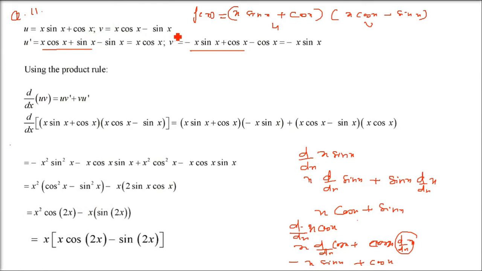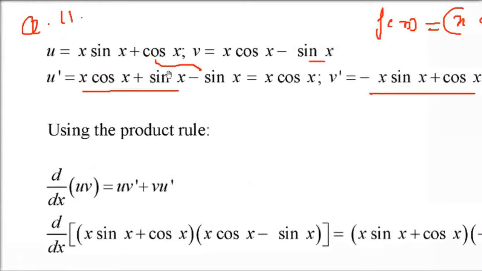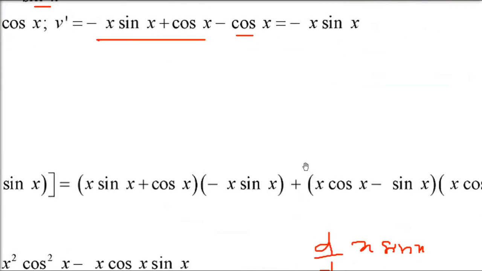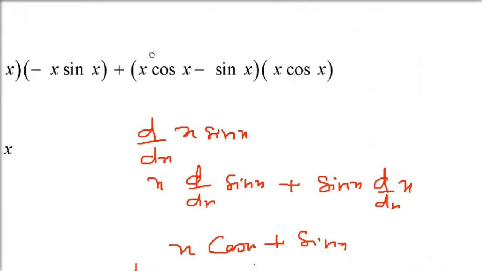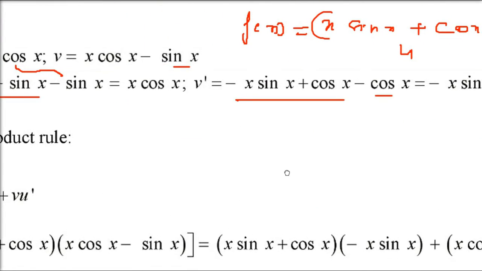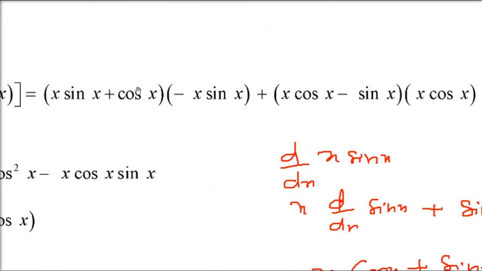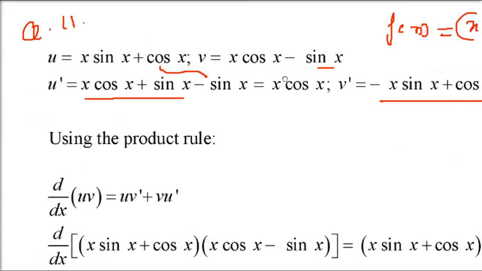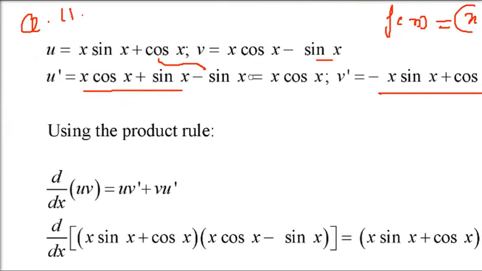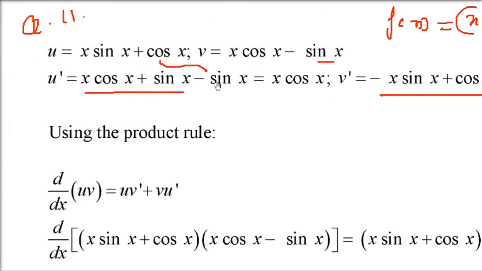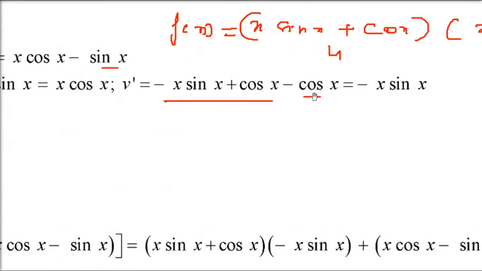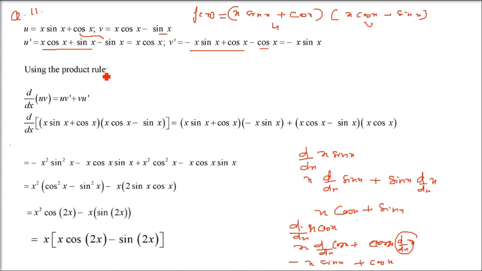Now minus sin x was already there, because the differentiation of cos x is minus sin x. For x sin x we have already done it, and then cos x gives minus sin x. In place of x cos x just put minus x sin x plus cos x, and the differentiation of sin x is cos x. So if you see this, sin x gets cancelled and you get x cos x only. Here x cos x cancels and you get minus x sin x. So you have u dash and v dash.